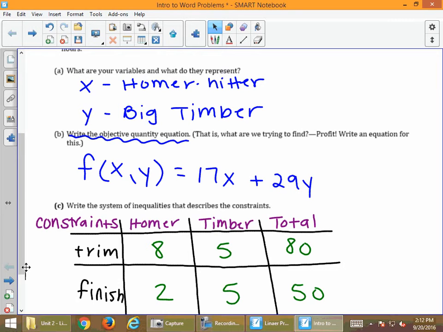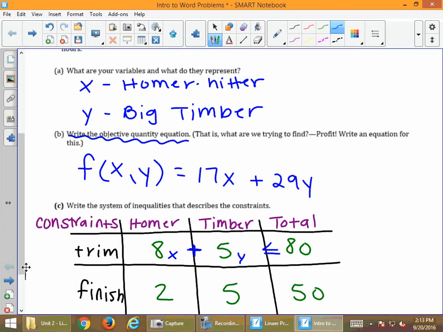What variable did we represent with Homer? What variable did we represent with Timber? You add them together all the time. Here's the thing. We're writing the inequality. We only have a total of 80 hours. So can we go over 80? No. So the amount of hours you have to make these has to be less than or equal to 80. Can't go over 80. That's our maximum. So it's always going to be less than or equal to.